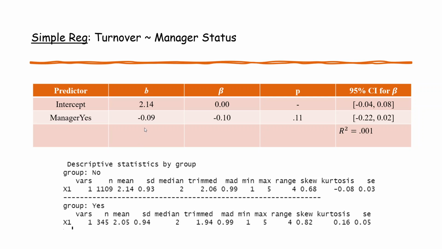So what I'm getting at here is that when all we have is a single categorical predictor with 2 levels, this is absolutely equivalent to just doing a t-test on the differences in turnover intentions between our non-managers and our managers. So running a regression model with one categorical predictor that just has 2 levels is absolutely equivalent to running a t-test on the same variables.